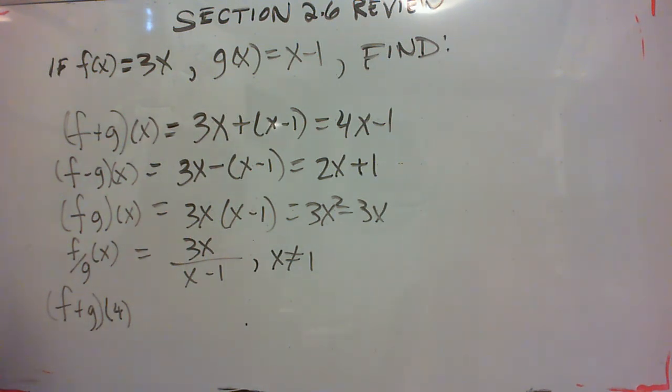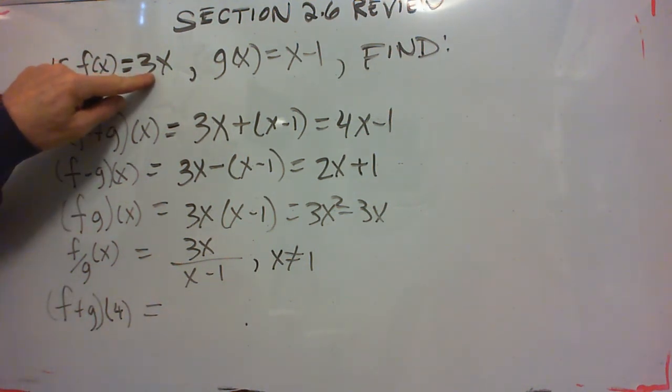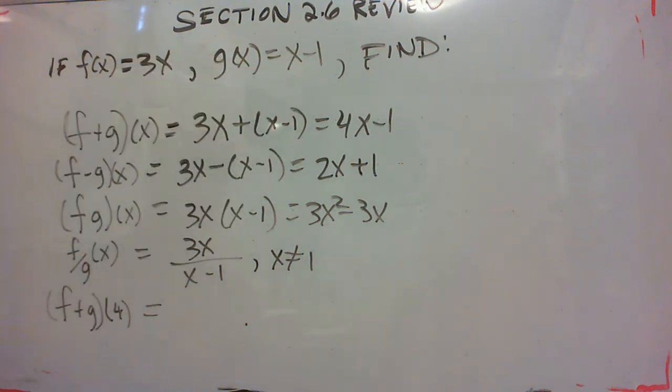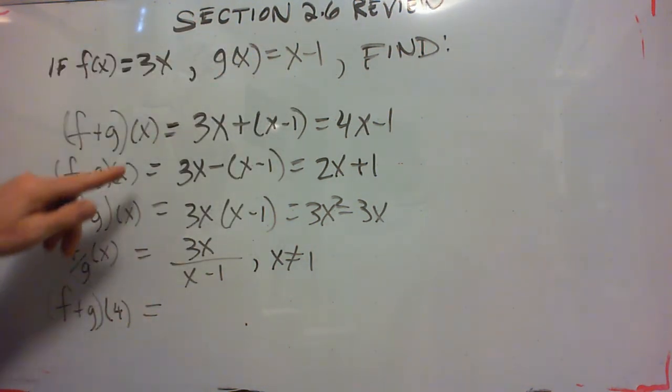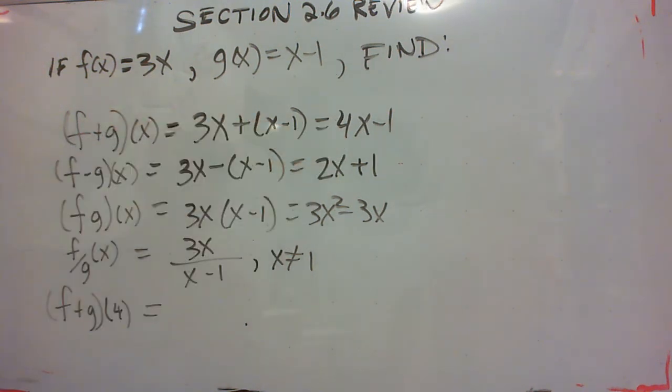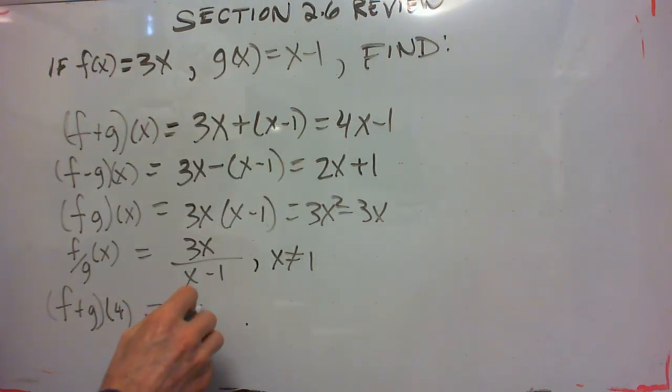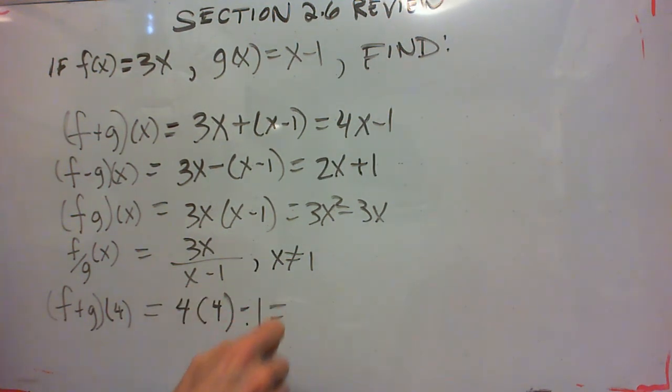Now, lastly, f plus g of 4, there's two ways you can do this. You can find f of 4 plus g of 4, which would be 12 plus 3, 15. Or we can plug 4 into the formula we got up above. I'm going to do that. 4 times 4 minus 1 is 16 minus 1, which is 15.